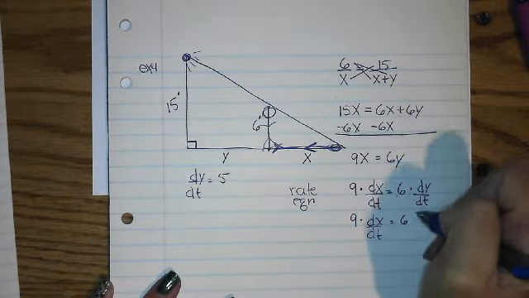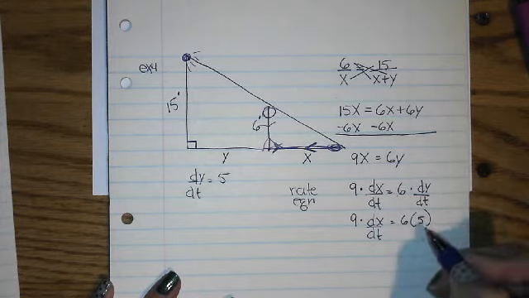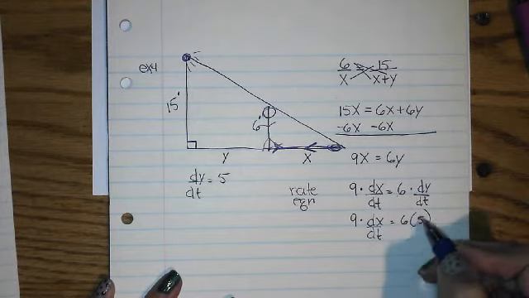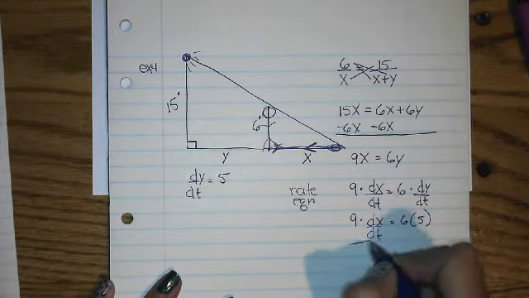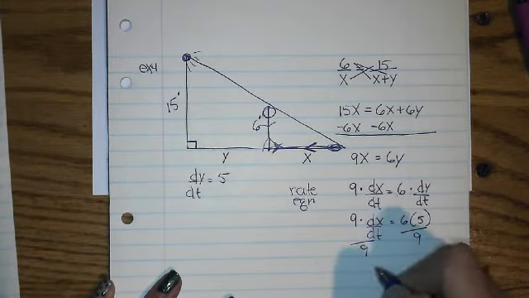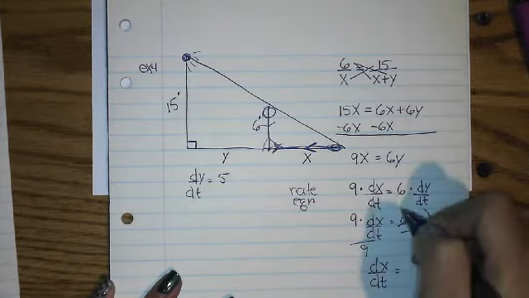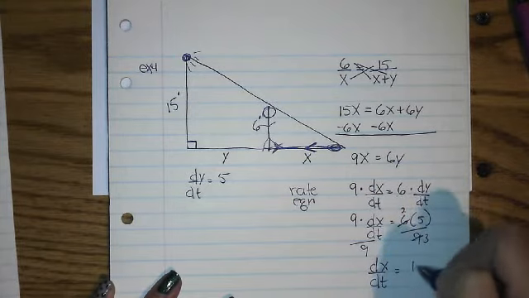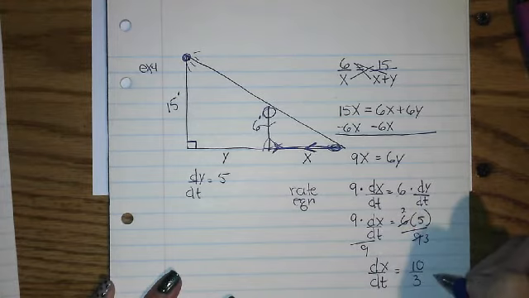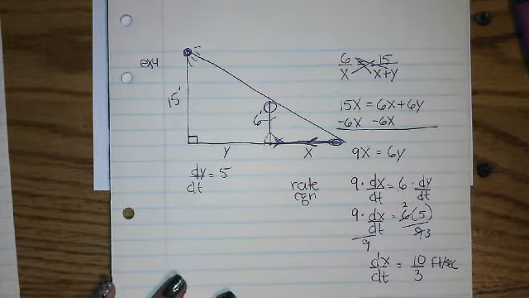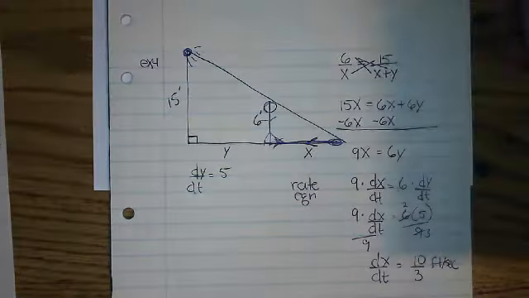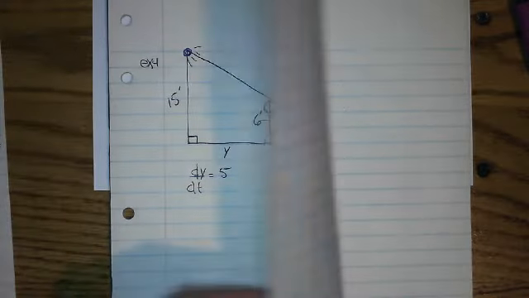So it's going to be 9 times dx dt equals 6 times the 5. And it is positive because that distance is going to increase as he walks away from the pole. That's 30. So we'll divide by 9. So dx dt equals 10/3, and that will be feet per second. Okay, one more together.